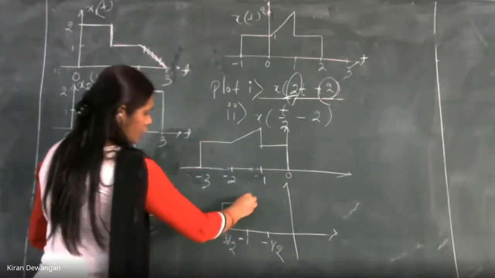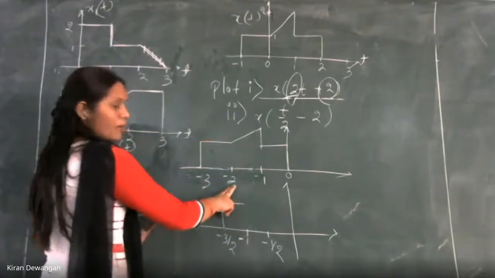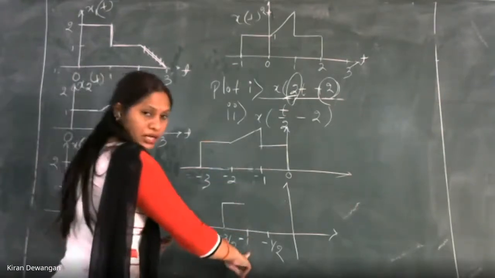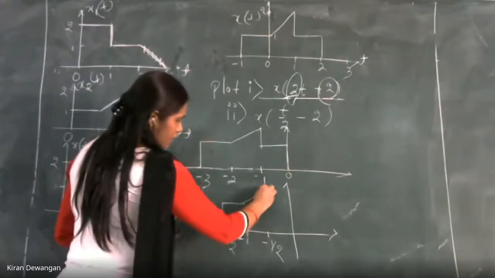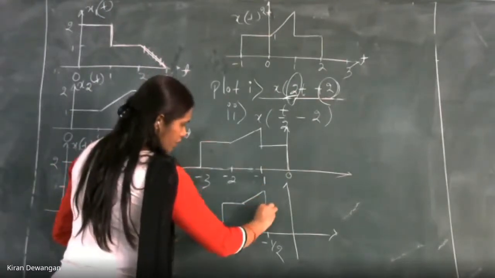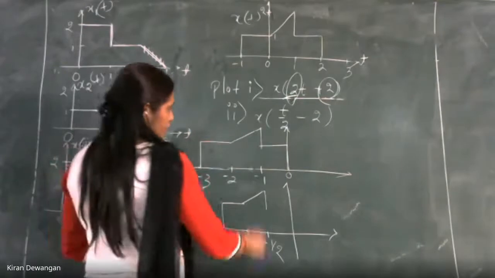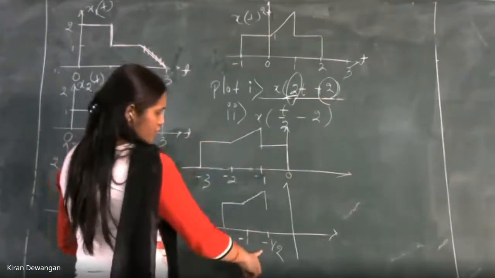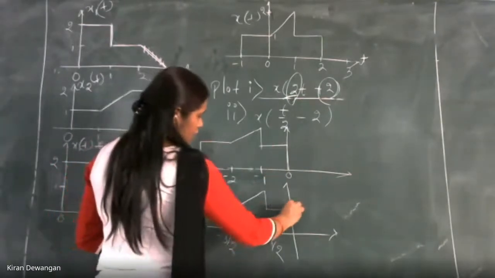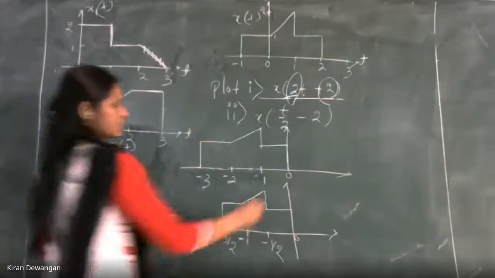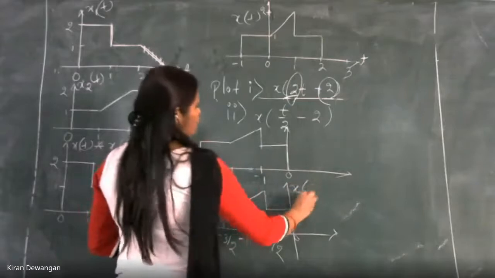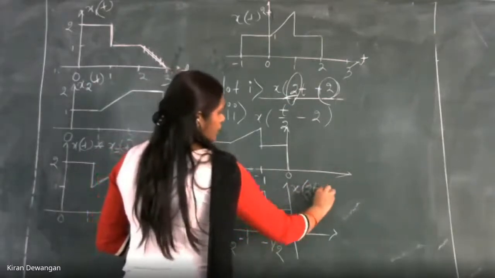It will be a constant value till -1. -2 वाली value -1 पे shift हो जाएगी. And again it will be this curve till -1/2. -1/2 पे ये -1 वाली value shift हो जाएगी. And it will be a constant again till 0. So that is how we'll get x of 2t plus 2.